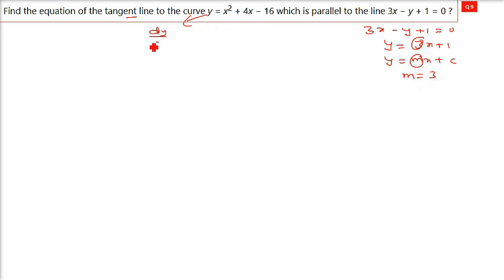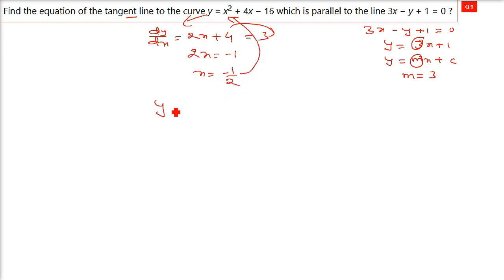For that we have to do the dy by dx, that is slope we have to find out. So when you find out dy by dx, it will be 2x plus 4. And this 2x plus 4, the slope we got, is equal to the slope of that line, because this tangent to the line is parallel to 3x minus y plus 1. So just equate it with 3. We get 2x equals to negative 1, x is equal to negative half.